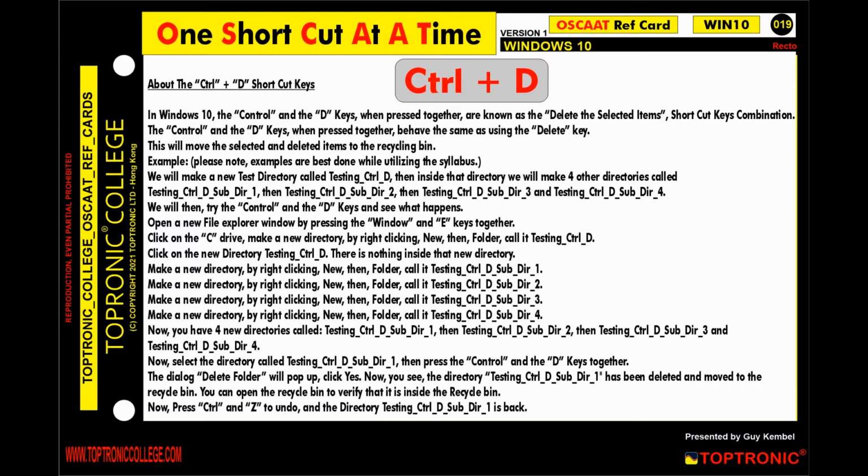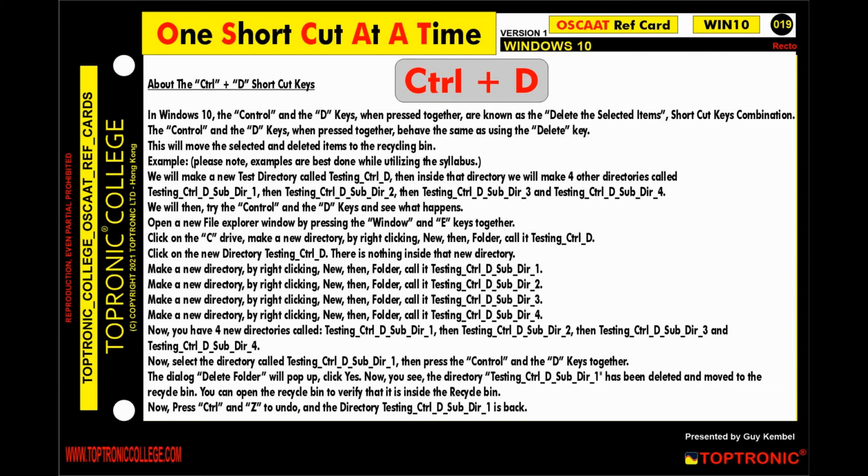Example: please note, examples are best done while utilizing the syllabus. We will make a new test directory called testing Ctrl+D, then inside that directory we will make 4 other directories called testing Ctrl+D sub dir1, then testing Ctrl+D sub dir2, then testing Ctrl+D sub dir3 and testing Ctrl+D sub dir4. We will then try the Ctrl and the D keys and see what happens.